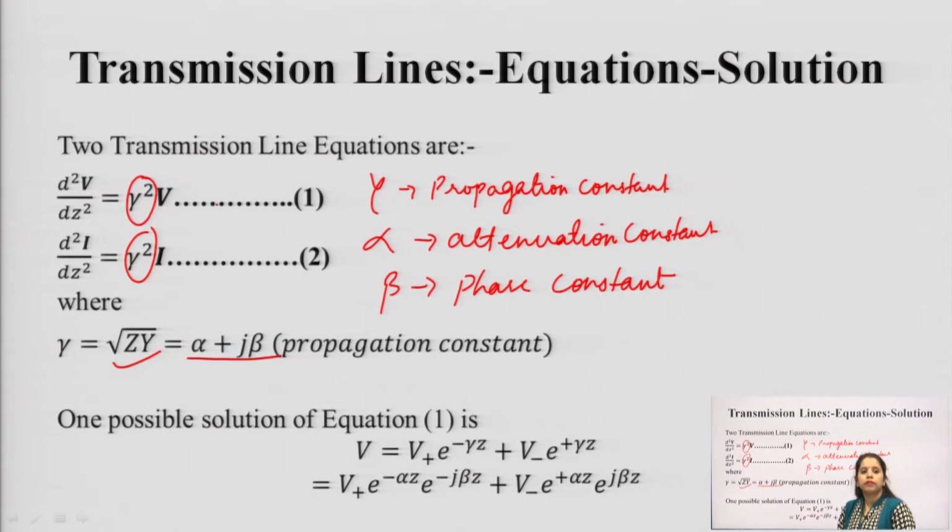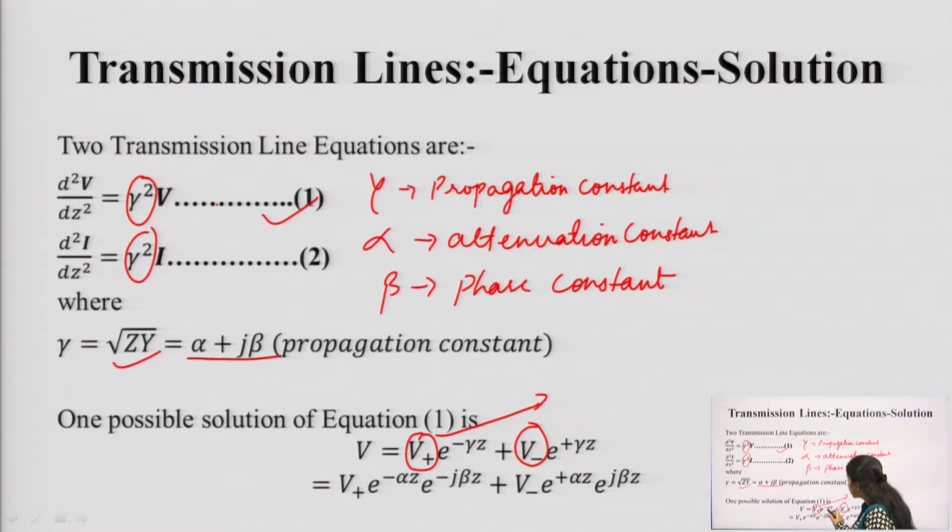As we have already said, today we will discuss the solution of the transmission line equation. The solution of the first equation, d square V upon dz square equal to gamma square V, is V equal to V plus e to the power minus gamma z plus V minus e to the power plus gamma z. V plus and V minus are basically the directions of the wave: the direction from the sending end to the receiving end, and the direction from the receiving end towards the sending end, that is the V minus.